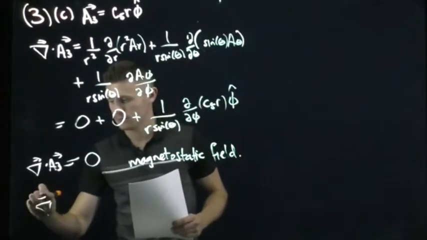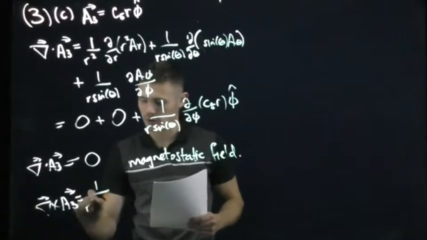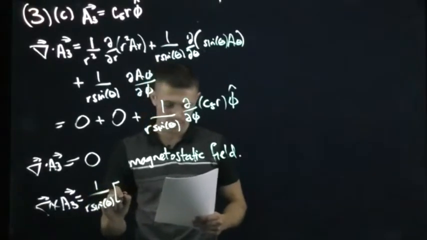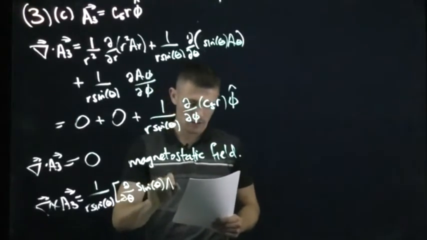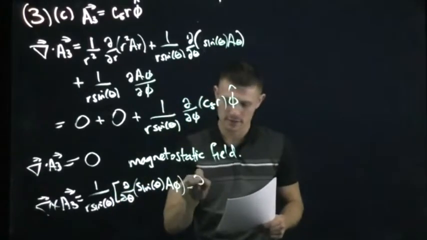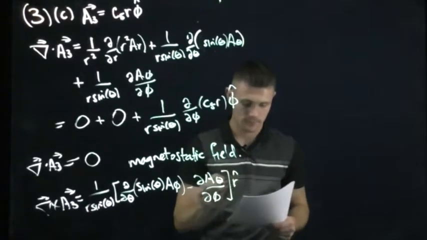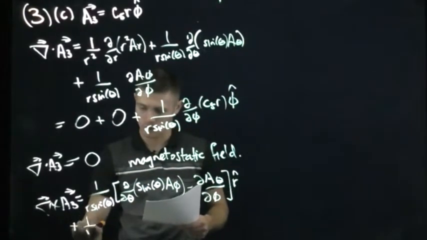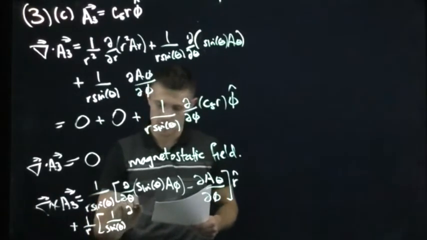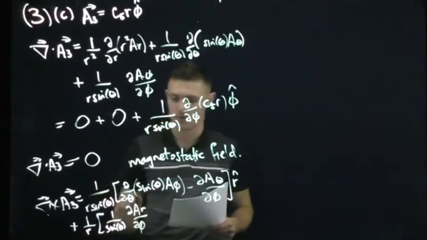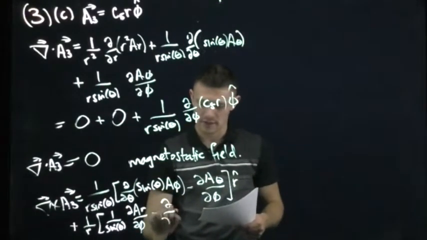Check the curl. Again, we'll have some long, complicated expression in spherical coordinates. So we have 1 over r sine theta, big bracket, d by d theta of sine theta A phi, minus dA theta by d phi, all r hat. We will add 1 over r, in big bracket, 1 over sine theta dAr by d phi. This may look daunting, but this is simply the formula from your formula sheet, so just plug and chug. I'm just writing it down so that you can see the steps.